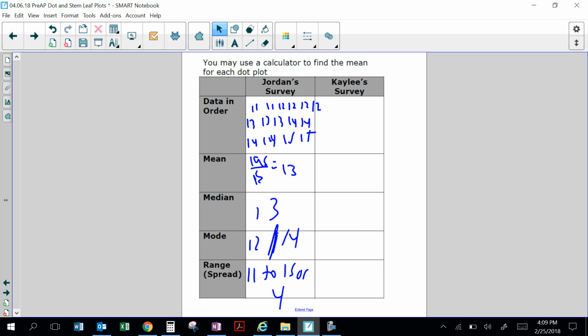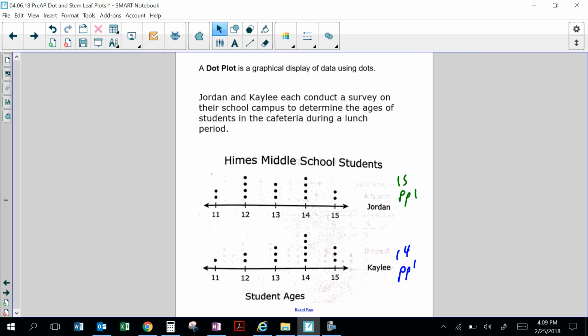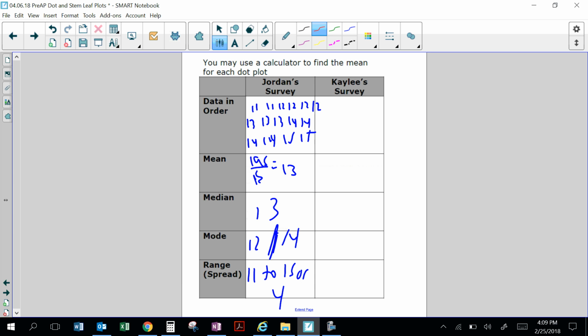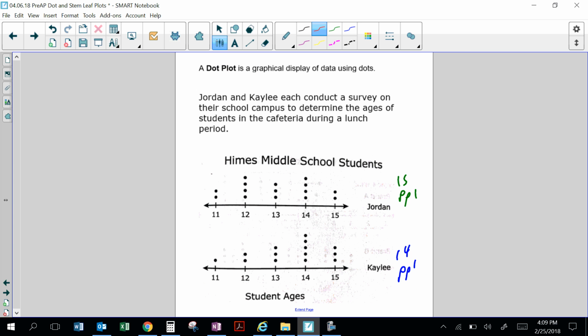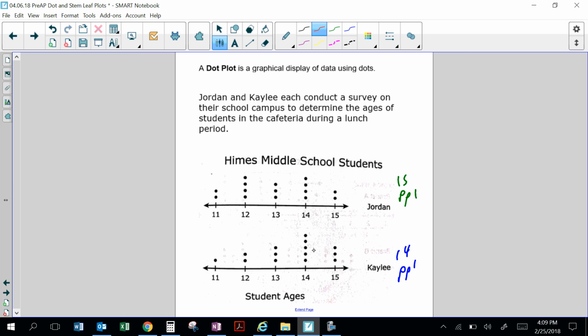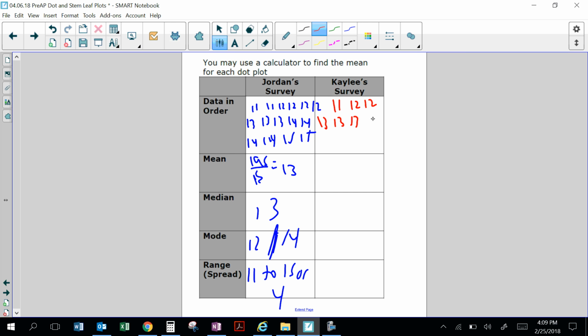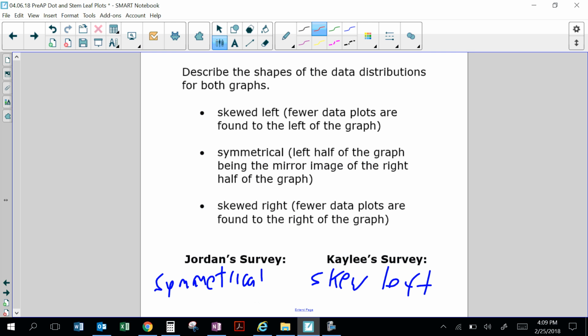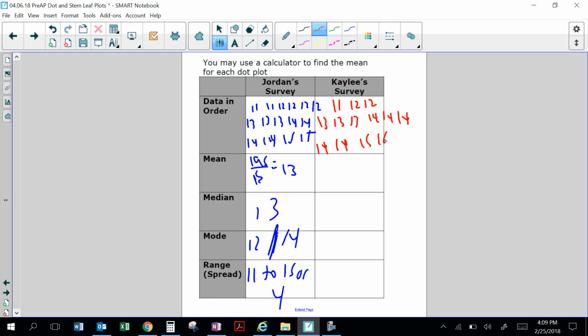All right, so now let's do Kaylee. Let me use a red pen for Kaylee. Kaylee is 11, 2 12s, 13 repeated 3 times, 14 repeated 5 times, and 15 repeated 3 times, or thrice.